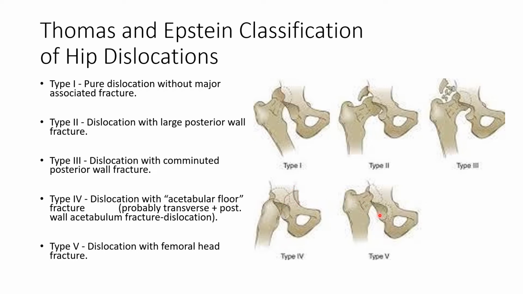In type 5, we have dislocation with fracture of the femoral head. You can see the acetabulum is conserved, but the head of the femur is fractured.